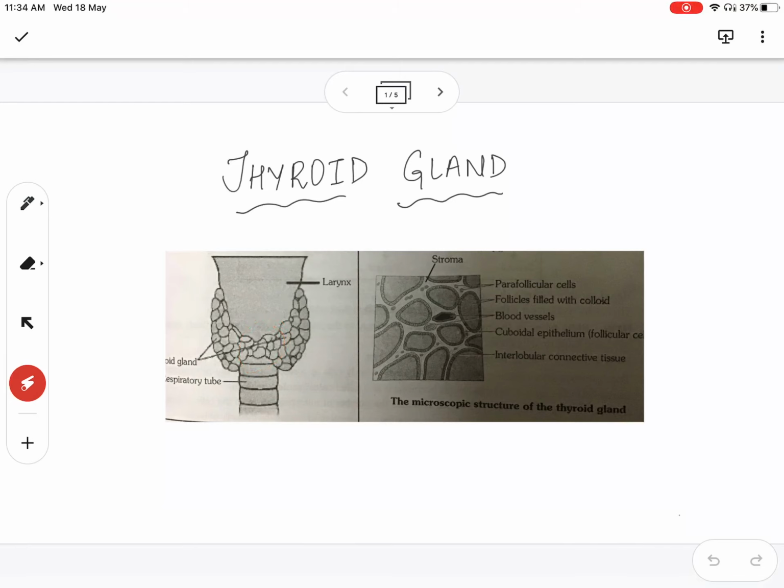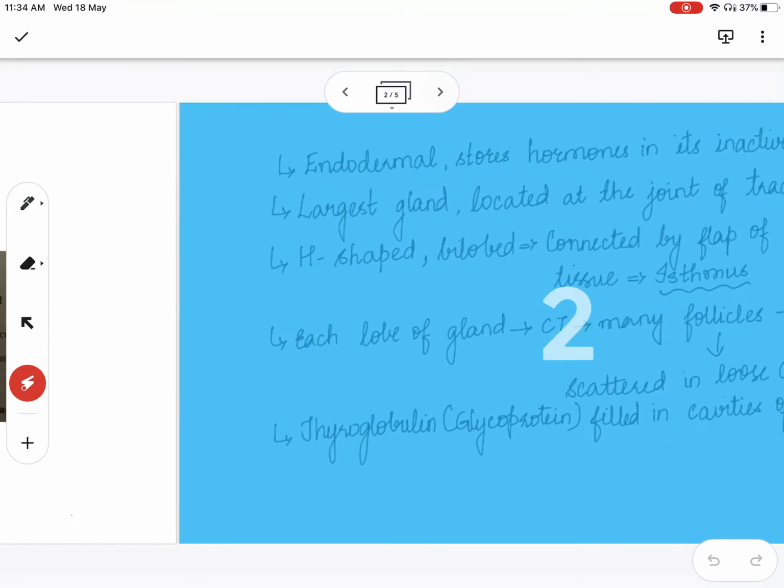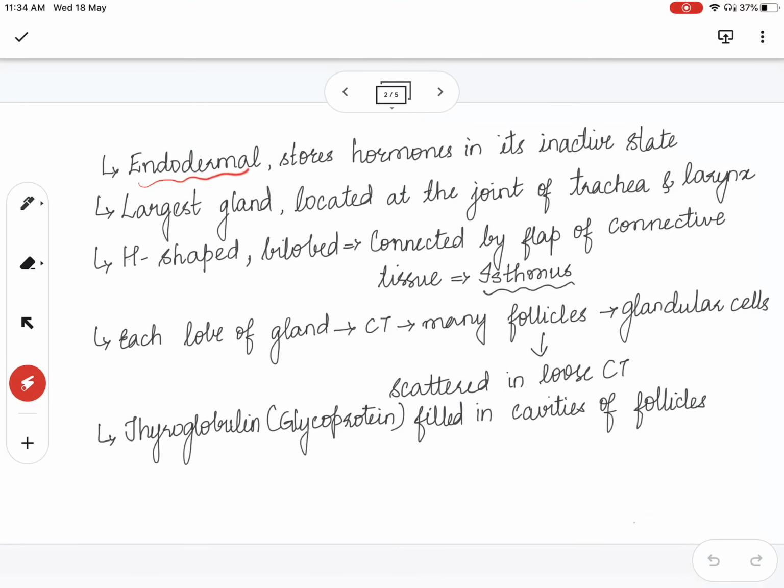First of all, the most important point that you have to remember, what is the origin of the thyroid gland? The origin of the thyroid gland is endodermal. If you can see over here, I've mentioned already endodermal in origin, and this is considered to be the largest gland in the human body. Okay, as I've already said, where is it located? At the joint of trachea and larynx. H shaped or butterfly shaped bilobe. They are connected with the help of a flap of connective tissue, and the name of it is isthmus.